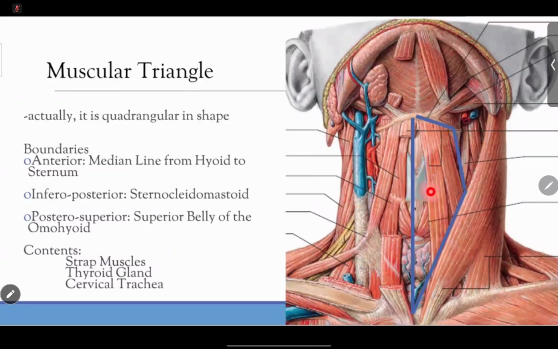So the boundary anteriorly would be your median line from the hyoid to the sternum, and then inferosuperiorly would be your superior belly of the omohyoid, and then posterosuperiorly would be the sternocleidomastoid. So the contents are the strap muscles. They are anteriorly located from your thyroid gland. This is your thyroid gland, and these are your strap muscles. And also you can appreciate your cervical trachea.